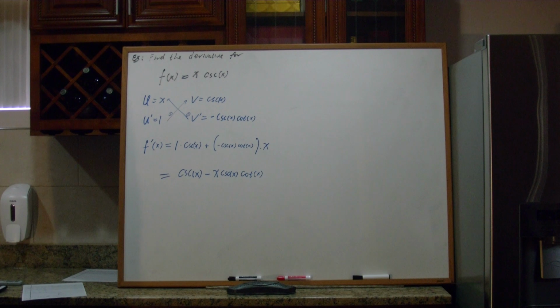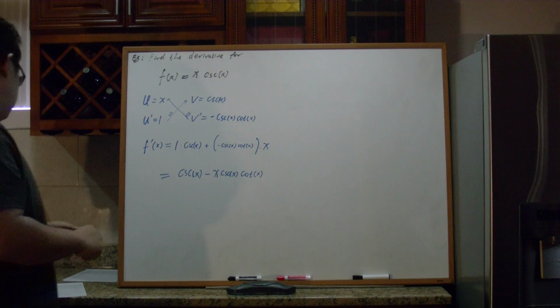It's not necessary to factor it out. If you want, you could try to factor out the cosecant x. That's cosecant x times 1 minus x cotangent x. But here, even factoring out will not make it cleaner. So leaving the f prime like that is nice enough.